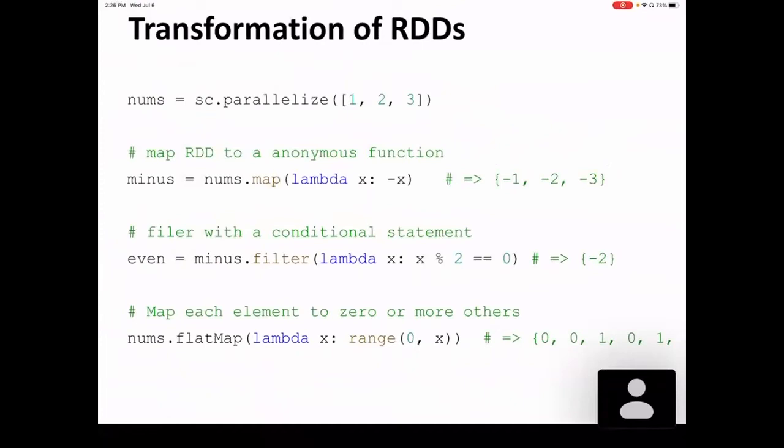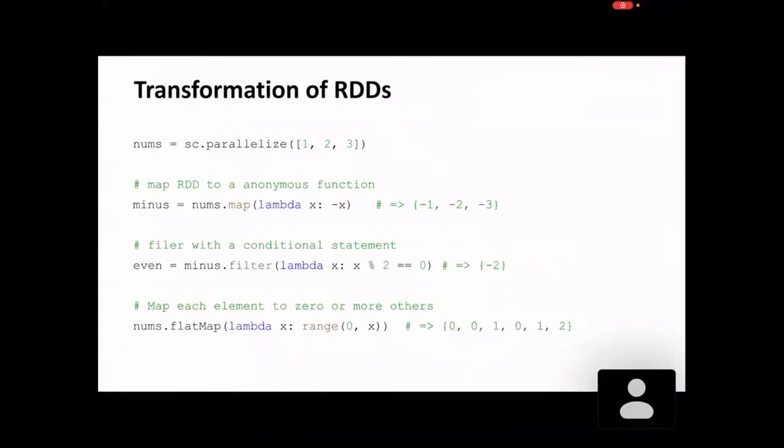And then finally, you have flatMap. It's trying to map each element to 0 or more others, and it gives you a mapping from one number to a range of numbers. It's another way of mapping all the functions.